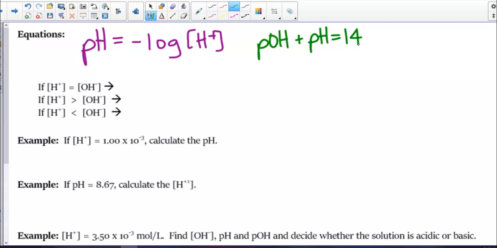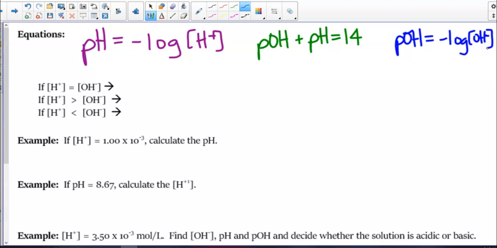And the reason this is important is because sometimes we don't have the H plus concentration because we don't have an acid. Sometimes we have a base. So we're going to have a pOH concentration. So pOH needs to be calculated. And pOH, just like pH, is the negative log, but it's the OH minus concentration instead of the H plus concentration. So these are the 3 equations we're going to use.